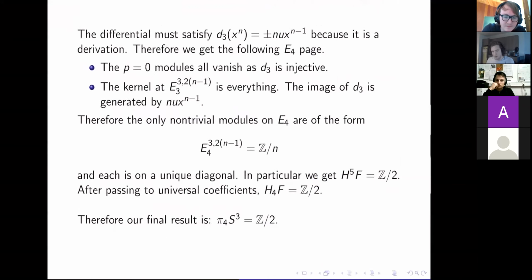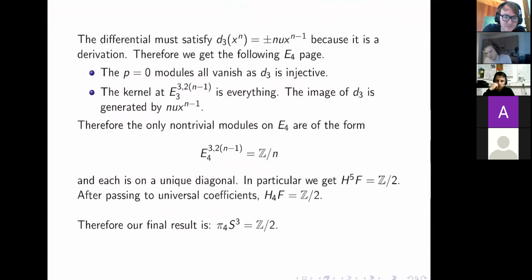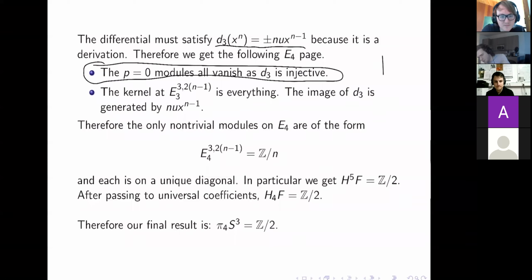Okay. Now we know it's a derivation, so we know that it satisfies this formula. You can just work this out on your own. The degrees are all the same, so it doesn't really matter. You don't have that sign issue to worry about because it is a derivation. Therefore, we must get the following E4 page. First, everything on the p=0 stem. So if I draw our little diagram, we have all these guys and then all of these guys. Everything here has to be 0.